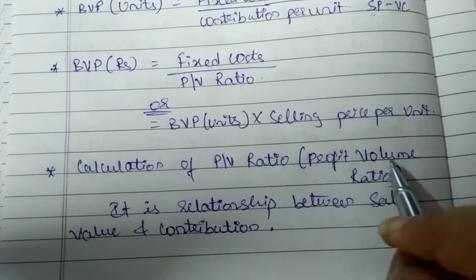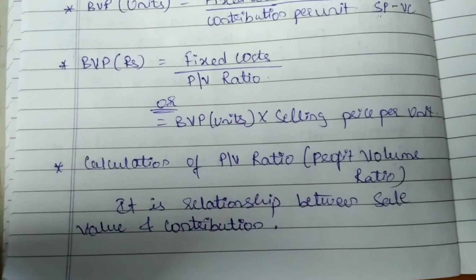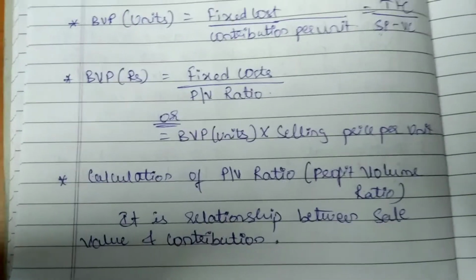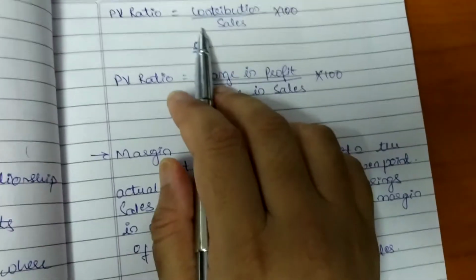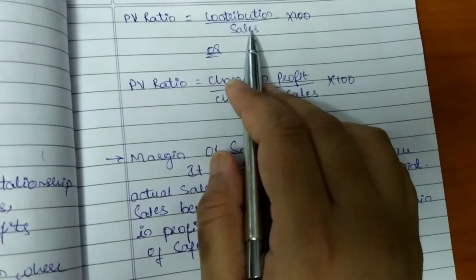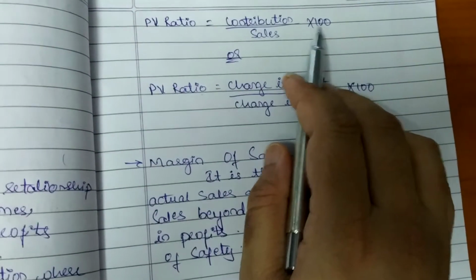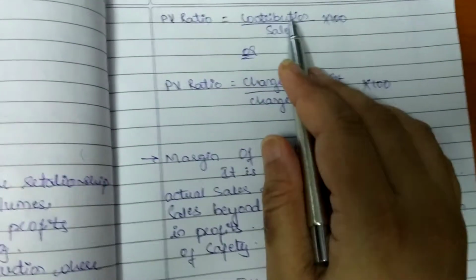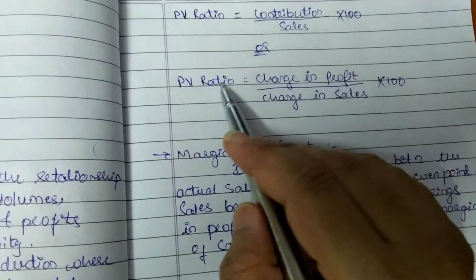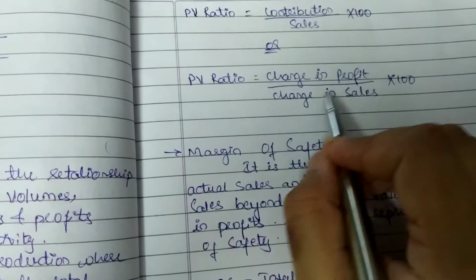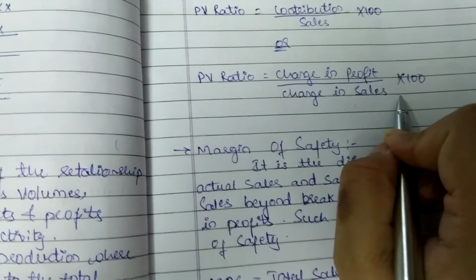Calculation of PV ratio, profit volume ratio. It is a relation between the sales value and the contribution. PV ratio is nothing but contribution divided by sales into 100. The formula of PV ratio is contribution divided by sales into 100, or change in profit divided by change in sales into 100.